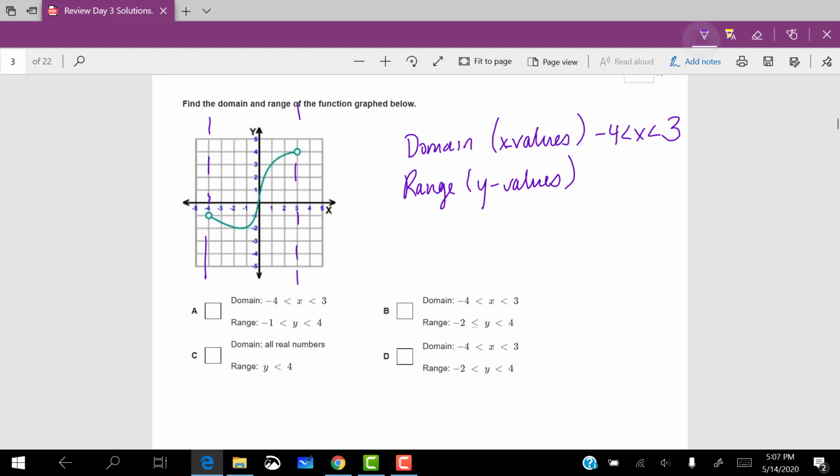The range is just a little different though, because the lowest part on the range is right here. And now that point is on the curve, so that is included. So when I go to do this, I'm going to have negative 2 is less than or equal to y. But the highest y here is the 4. So that's just a less than 4 because of that open circle. So choice B gives me the exact thing I want.